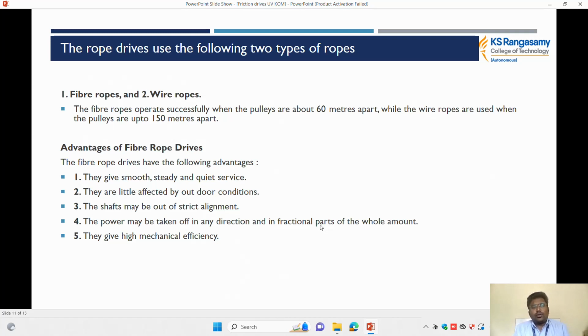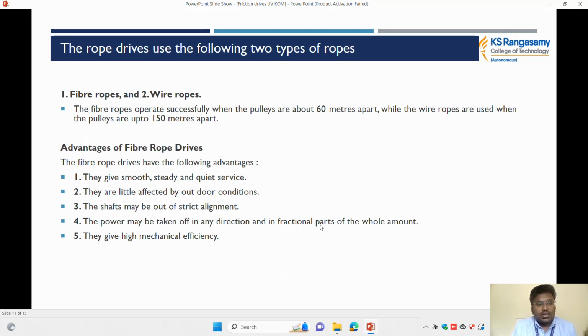There are two types of rope drive. The first one is the fiber rope, and the second one is the wire rope. The fiber rope operates successfully when the pulleys are about 60 meters apart, while the wire rope is used for pulleys up to 150 meters apart. The wire rope is mostly used in power plant industries and in rope conveyors and elevators. The major applications are on the wire rope side.